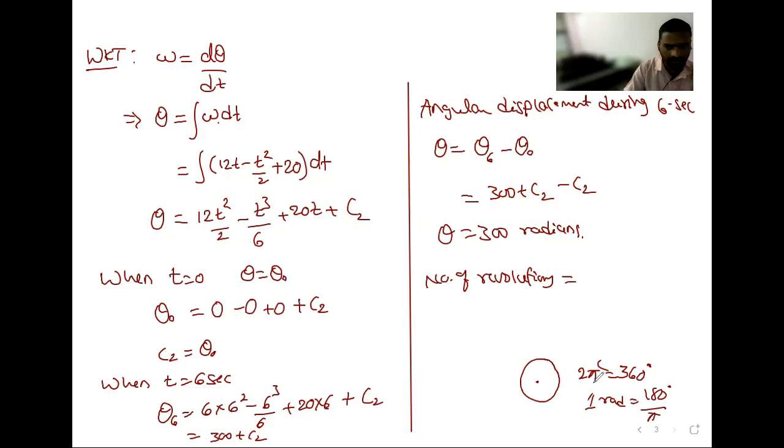180 by pi. Okay. Number of revolutions is equal to 300 into 1 radian, which is 180 divided by pi, which is 57.32. Okay, 57 into 300 करो. No, total final answer क्या? So intensity ऐसे रखो ना. 1 radian is equal to 360 divided by 2 pi. Correct है ना?